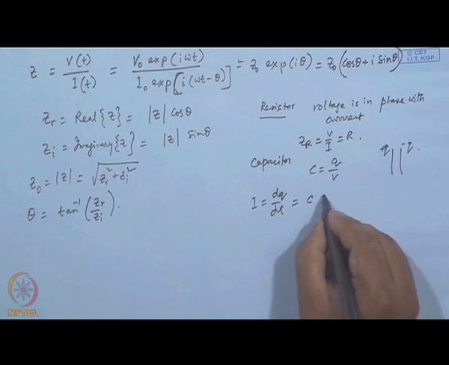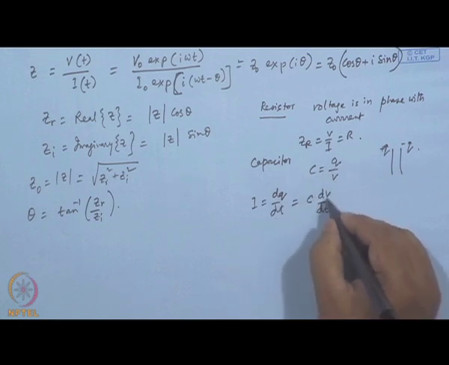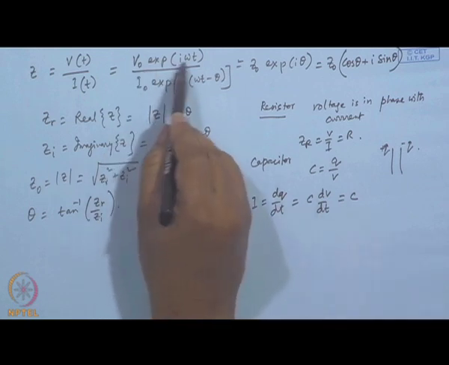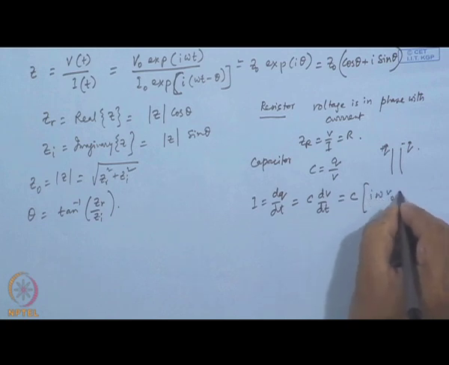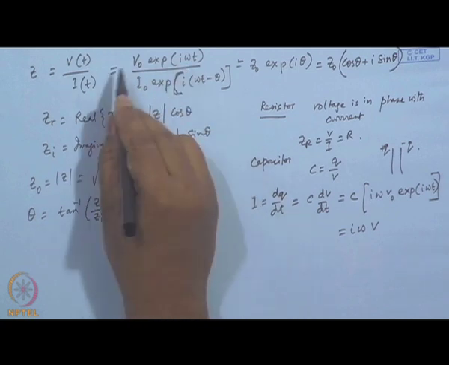Since C is Q by V, Q would be equal to CV. So, dq dt would be C dV dt. Now, if you bring in this dV dt, we have some expression for V. What is that? V naught exponential i omega t. If you bring that in, then dV dt would be here. So, you can write V naught exponential i omega t as V, from this expression.